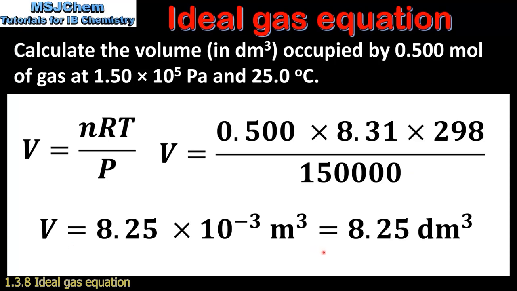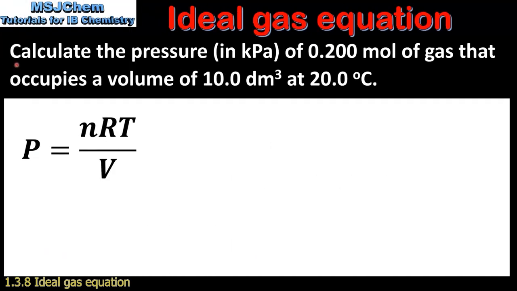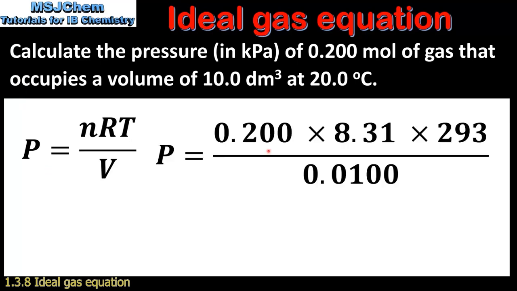To convert to cubic decimeters, we multiply the volume in cubic meters by 1000, which gives us 8.25 cubic decimeters. In the next example, we'll calculate the pressure in kilopascals of 0.2 moles of gas that occupies a volume of 10 cubic decimeters at 20 degrees C. So we'll use this equation to calculate the pressure. So we have the amount in moles, which is 0.2, the universal gas constant, and the temperature in Kelvin, which is 293.